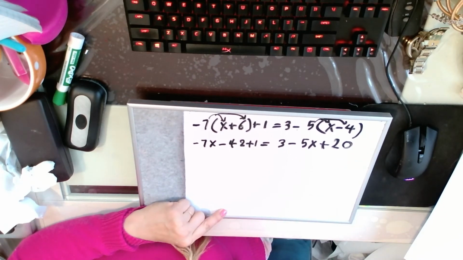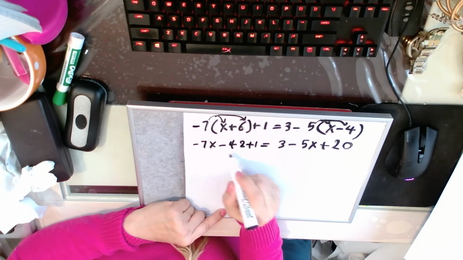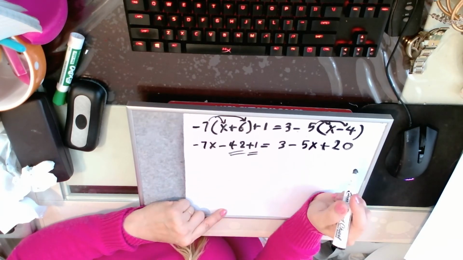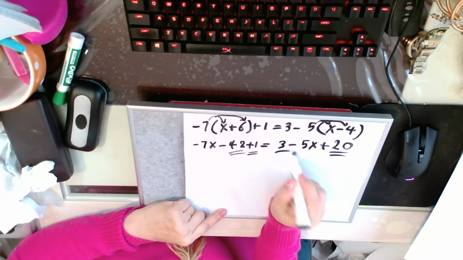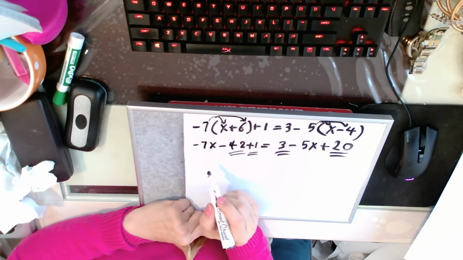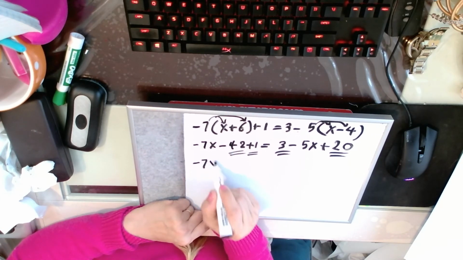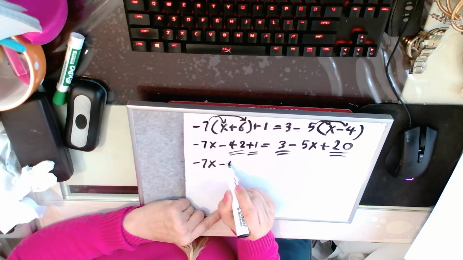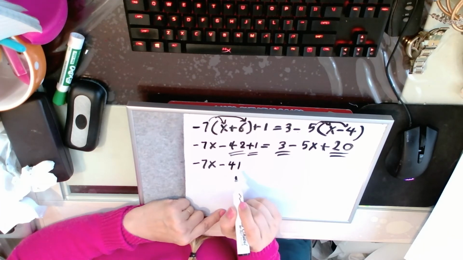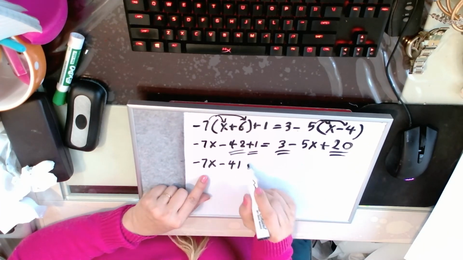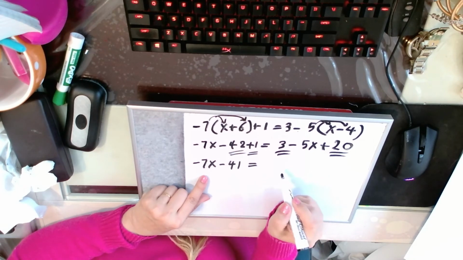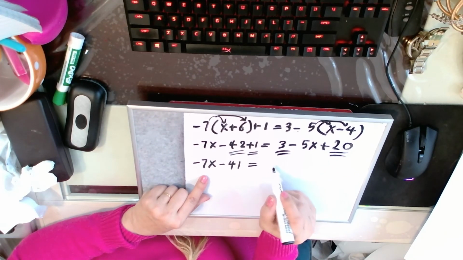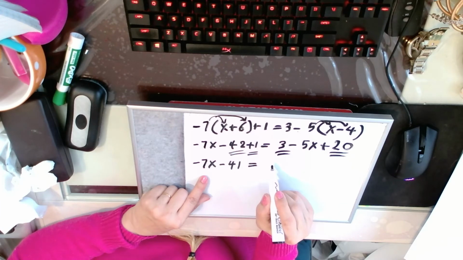Now 42 and 1, 20 and 3. Add them together. So it's going to be minus 7x minus 41. Subtract. It's going to be minus 5x.